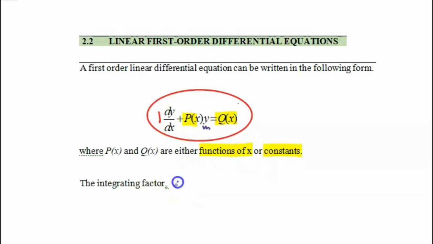Based on this, we can find the integrating factor in order to solve this differential equation further, and usually we denote it as V of x, calculated as exponent to the power of integral of p of x with respect to x. Again, this p of x is the coefficient of the y term here.